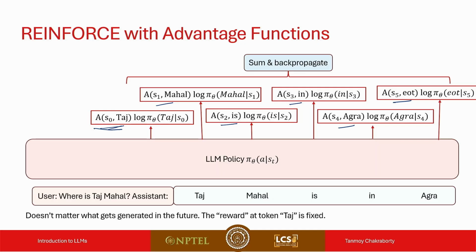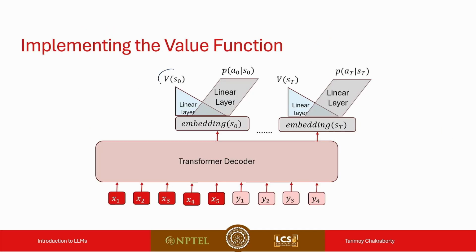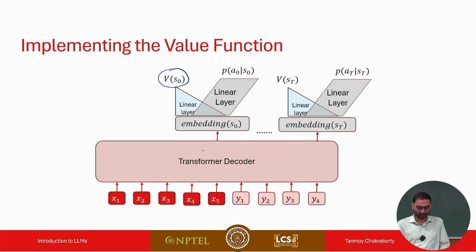Now how do we implement this in a neural network? I need to learn this value function. On top of the embedding of every token, we have all these tokens, and corresponding to every token we can add a linear layer. This linear layer, let's say parameterized by phi, will learn the value function. Now, how do you learn this value function, by the way?